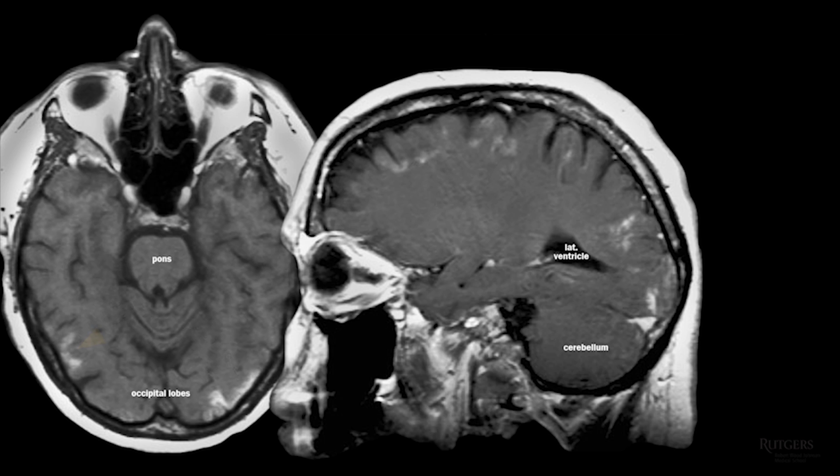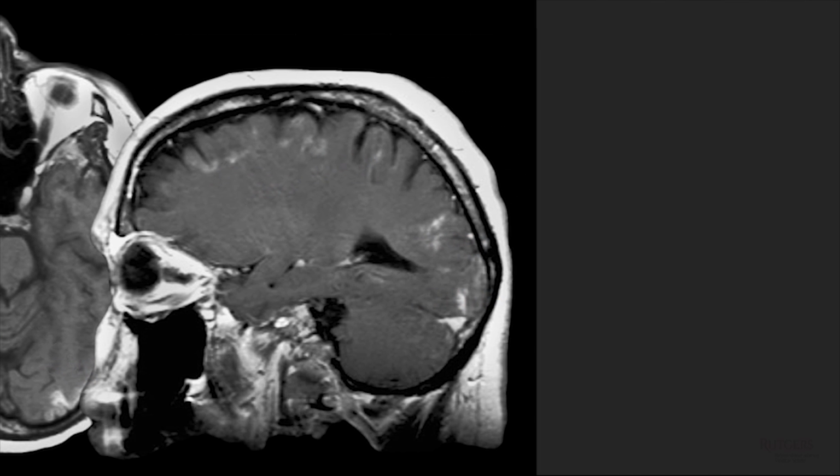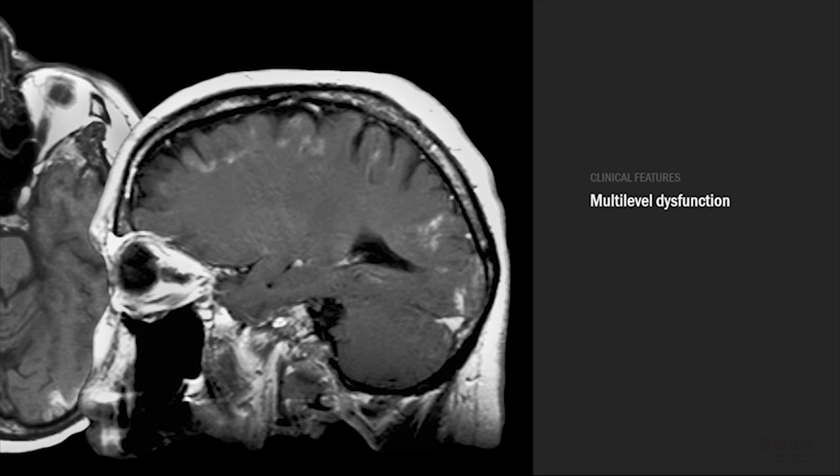Look for the patchy enhancement that perfectly follows the sulci. This is enhancement of the subarachnoid space in the pia. The subarachnoid space surrounds the entire central nervous system. The cranial nerves travel through this subarachnoid space. So the hallmark of subarachnoid tumors is multi-level dysfunction: cranial or spinal nerves, spinal cord, brainstem, or the hemispheres.